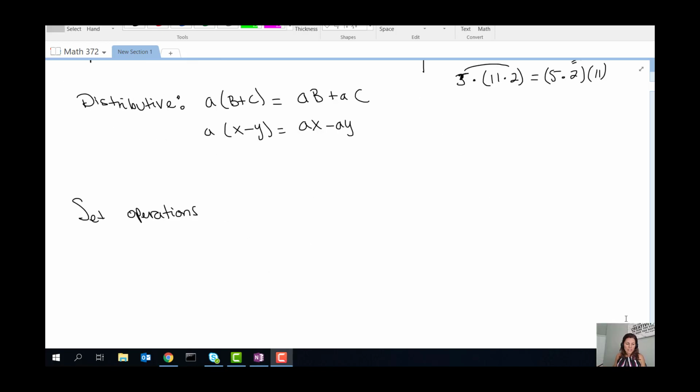Okay, so now let's talk about some set operations with real numbers. So the operations that we can have are union of sets, and we can also have the intersection of sets.